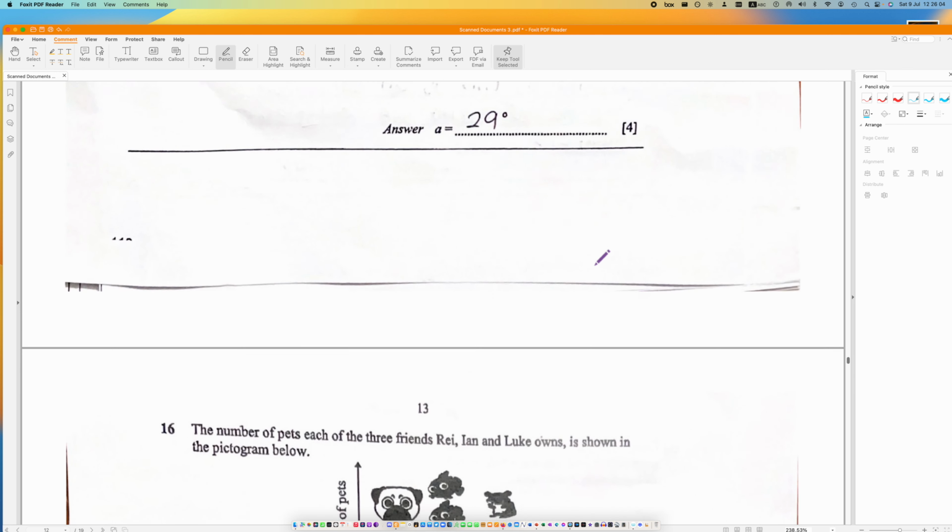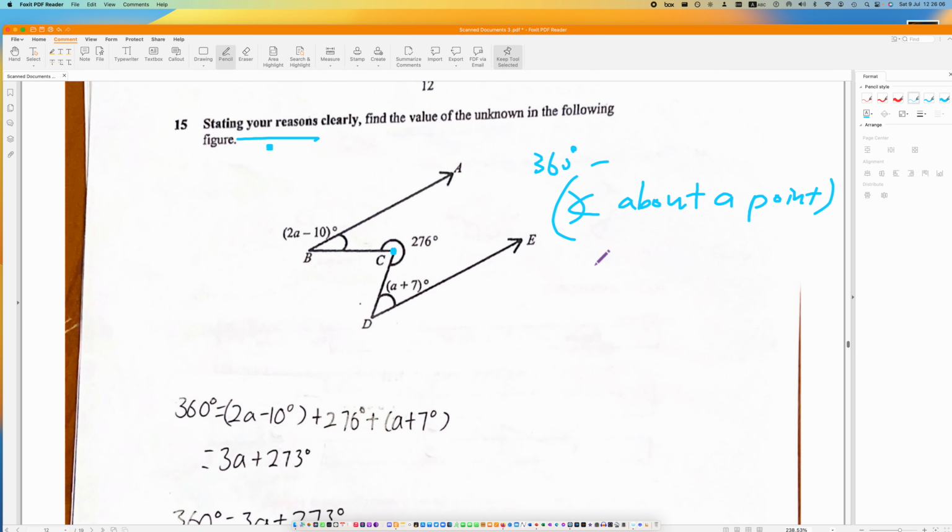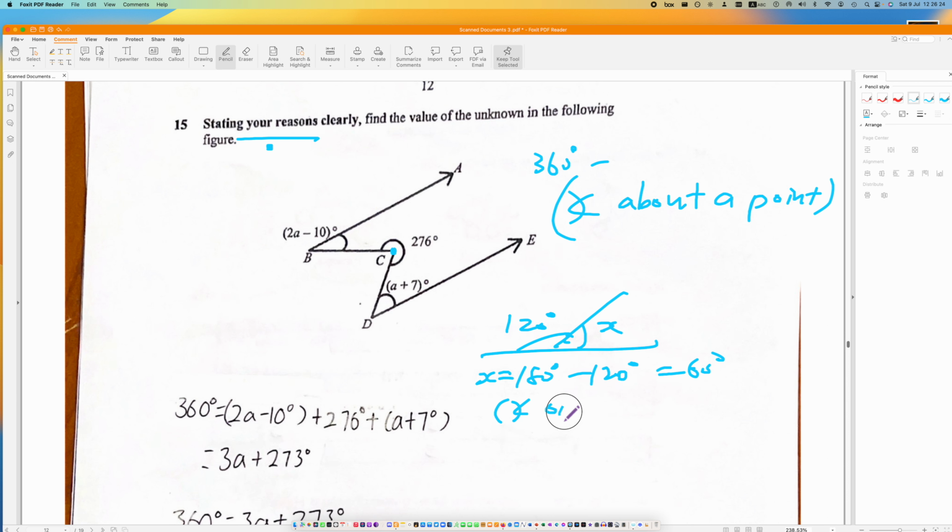Can you write down: 360 minus is angle about a point, and for this one it is angles on a straight line. So 180 minus 120 will give you 60. So this is angles on a straight line. This is not for you to copy and then just leave it. It's for you to copy to memorize, because you are expected to state the reasons clearly from set 1 onwards. Have you copied down these two? Yes.